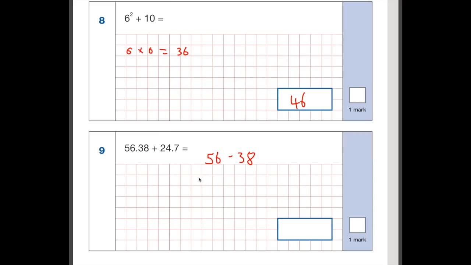Number 9, I would suggest doing this as a column addition. 56.38 add 24.7. Now, in this case, they don't line up correctly because there's a gap here. Because there's a gap at the end, you can put 0 in. So 8 add nothing is 8. 3 add 7 is 10. So we put the 0, carry the 1. 6 add 4 is 10. Add the other one is 11. Put the 1, carry the 1. 5 add 2 is 7. Add the 1 is 8. So our answer is 81.08.